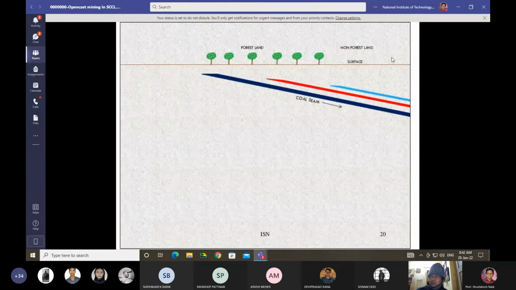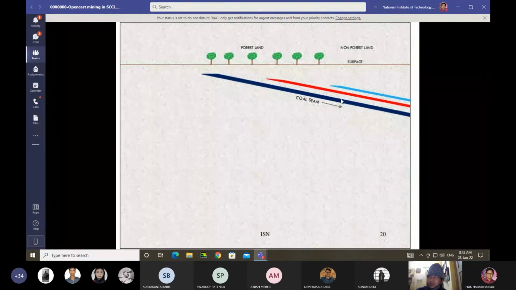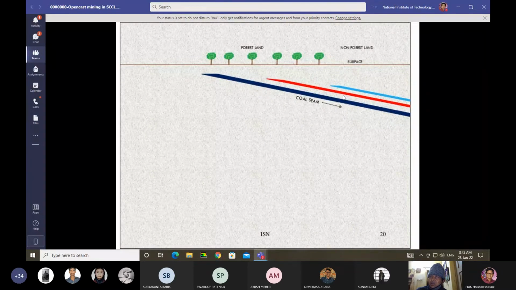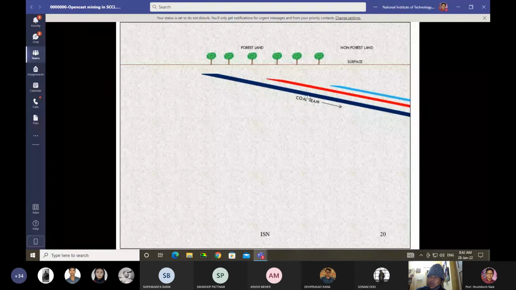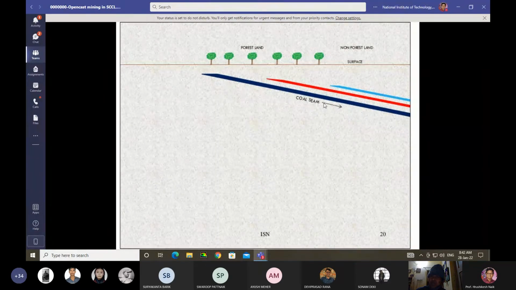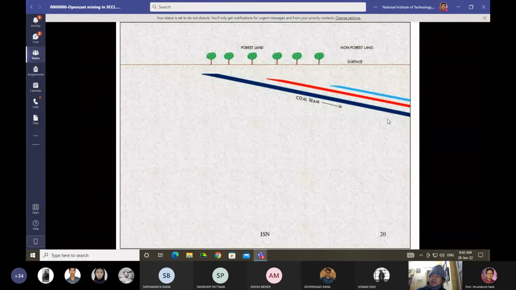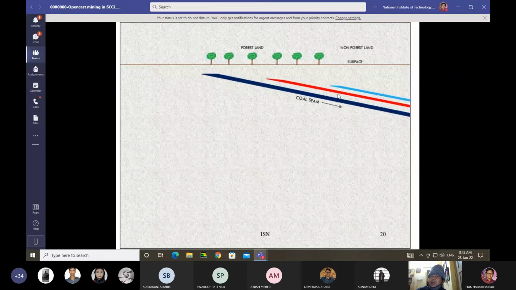Below that, you have an inclined coal seam. This is the inclination of the coal seam. Above the coal seam, you have the rocks, the subsoil, and the topsoil. So topsoil, then subsoil, then rocks, and below that the coal seam. You want to mine the coal seam, so what is to be done? The coal seam is dipping downwards. This arrow shows the coal seam dipping downwards in an inclined manner. And above that you have the overburden material, topsoil, subsoil, and rocks, which are to be removed.